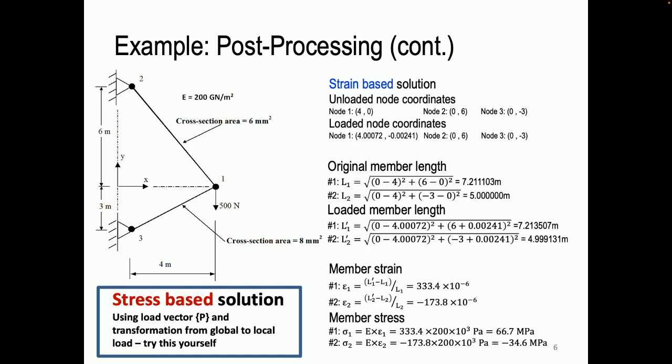Yeah, you need to multiply 333 times 10 to the power minus 6 by 200 times 10 to the power 3. That will be 10 to the power minus 3, right? So this will be 200 times 333. No, the minus 6 times 10 to the minus 6 is... Oh, yeah. Sorry, it's right. So he's already deleted it. So this should have been 200 times 10 to the power 9 Pa times 333.4 times 10 to the power minus 6. So, yeah, you're right.